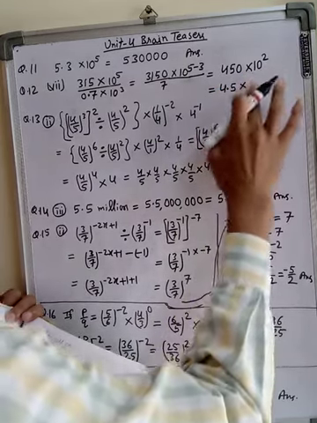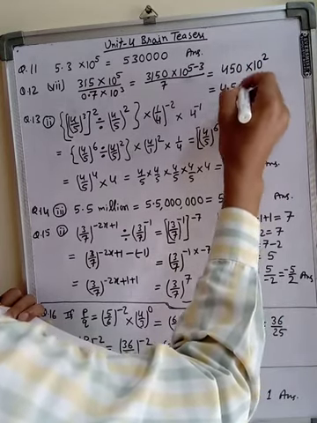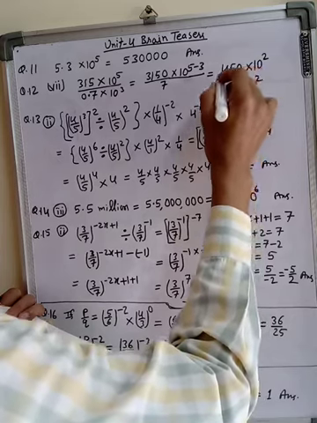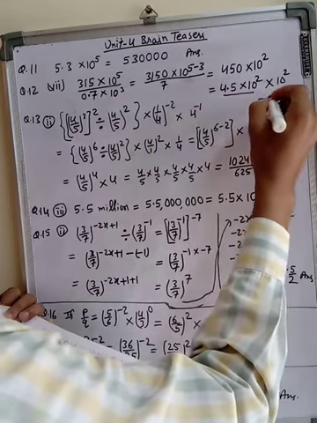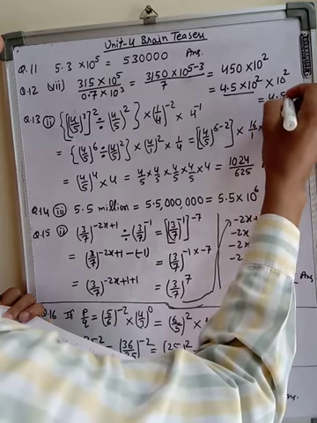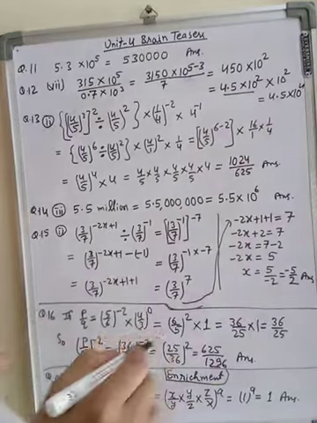One more place, you see. This answer will be 10 to the power 2. Instead of 450 we can write 4.5 and 10 to the power 2. So this is 4.5 into 10 to the power 4. So this is the answer of this question.